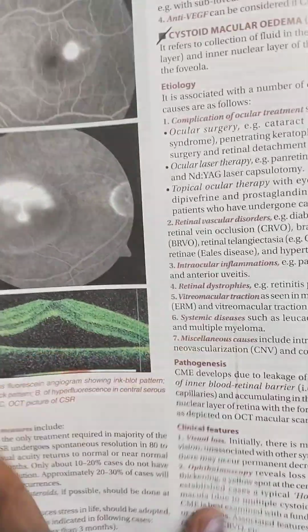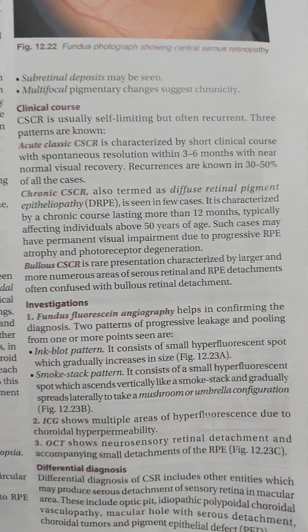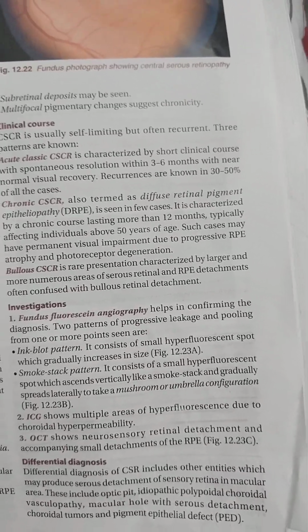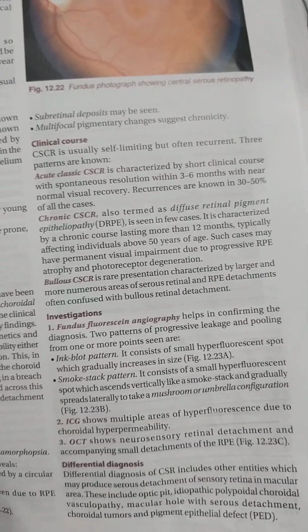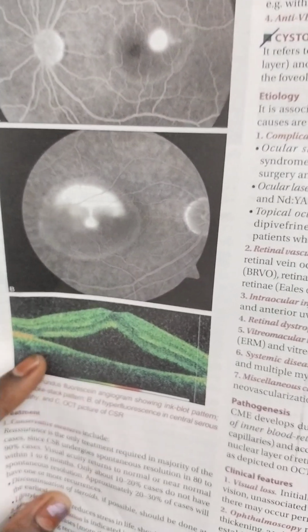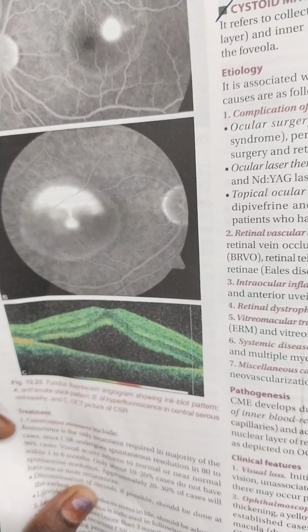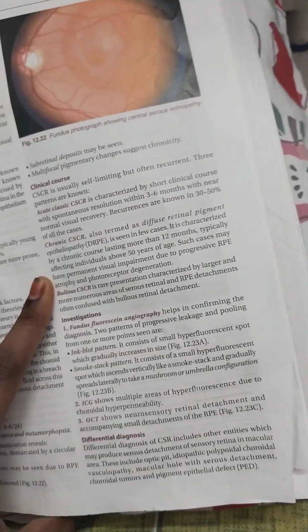Coming to this picture, OCT, optical coherence tomography, shows neurosensory retinal detachment and accompanying small detachments of the RPE. This is the OCT picture. Here you can observe the detachment on OCT. Normally this whole layer is attached, but here it is getting detached.